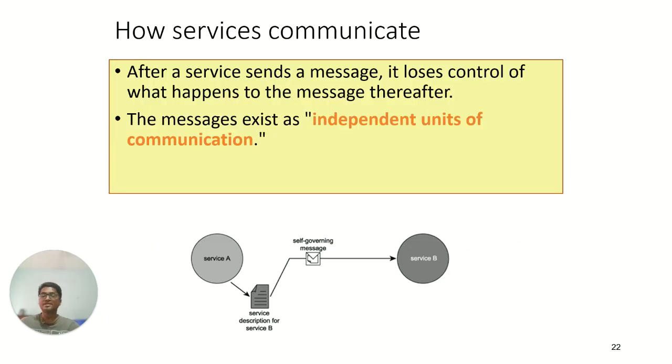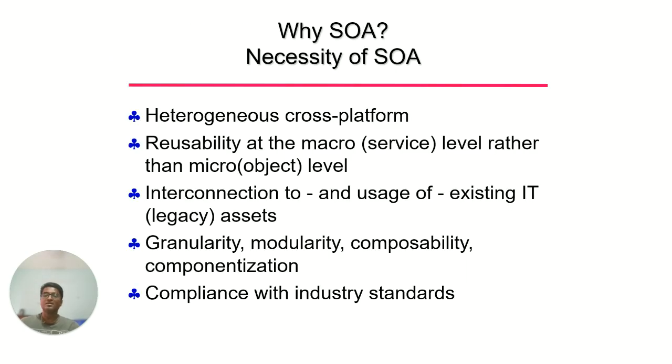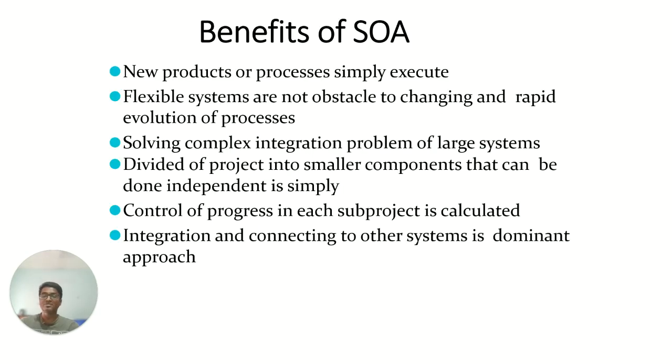And how do they communicate? You could see here, after a service sends a message, it loses control. There are two blocks, service A and B, and you have a service governing message and the service descriptor. And there is a question: why SOA? The necessity of SOA is that it is heterogeneous and cross-platform, and it is also reusable at the microservice level. The interconnection to and from is good. Its granularity and modularity give composability, componentization, and compliance with industry standards.